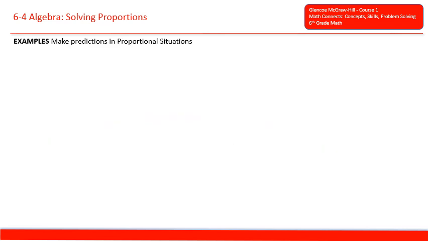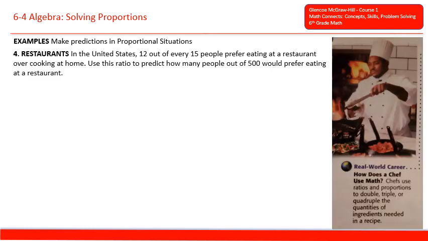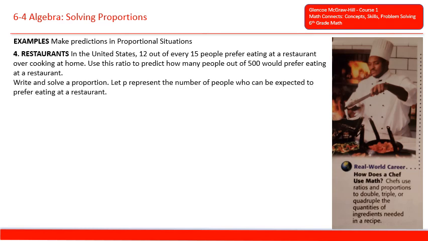Examples. Make predictions in proportional situations. Number 4. Restaurants. In the United States, 12 out of every 15 people prefer eating at a restaurant over cooking at home. Use this ratio to predict how many people out of 500 would prefer eating at a restaurant. Write and solve a proportion.